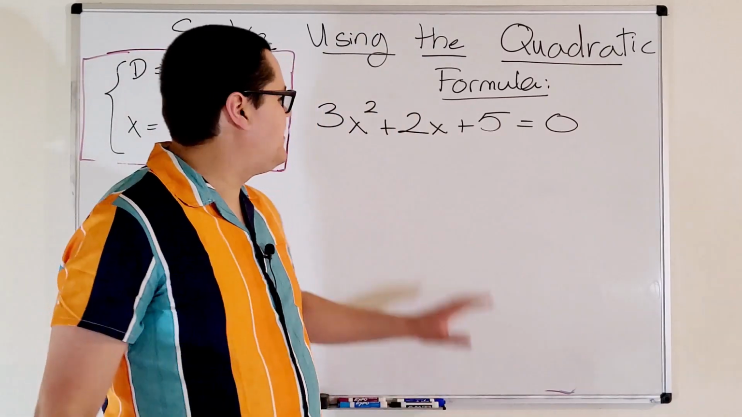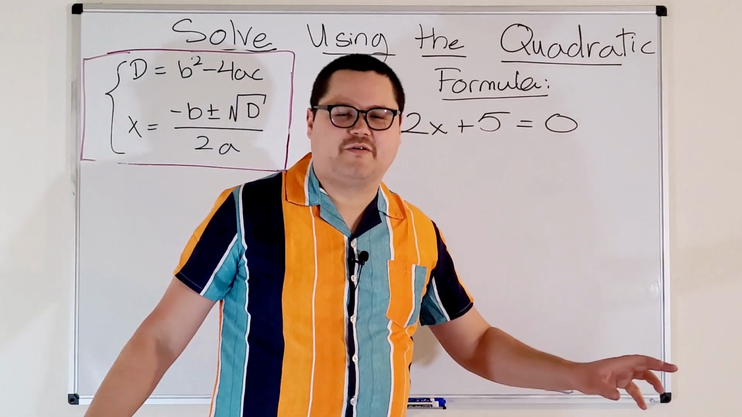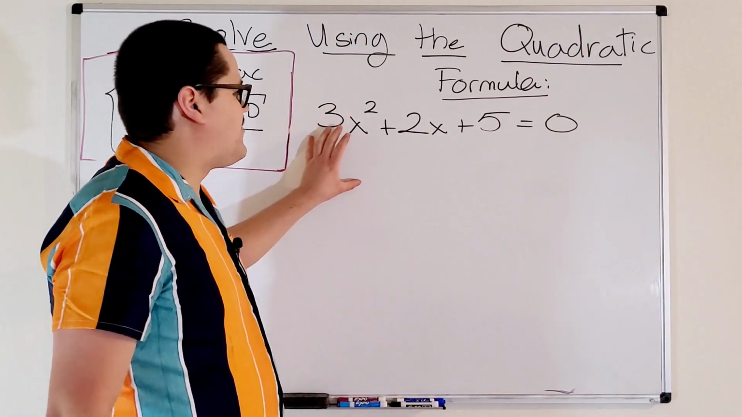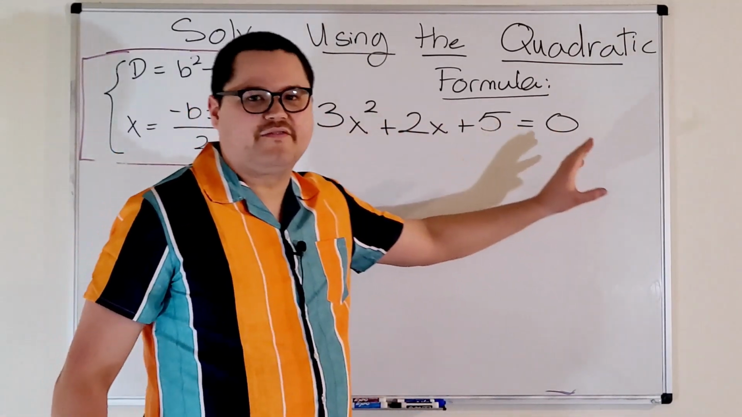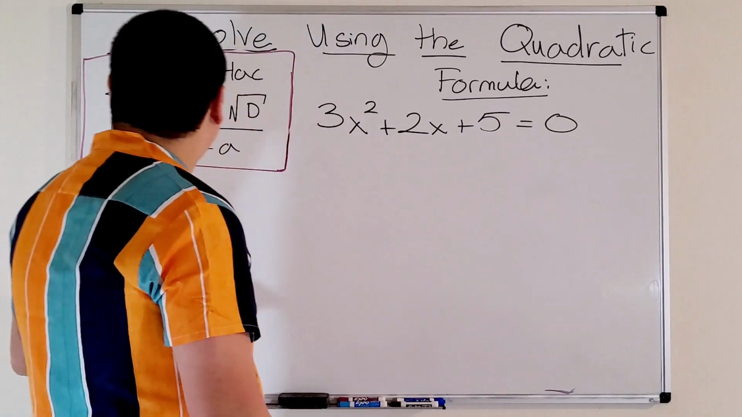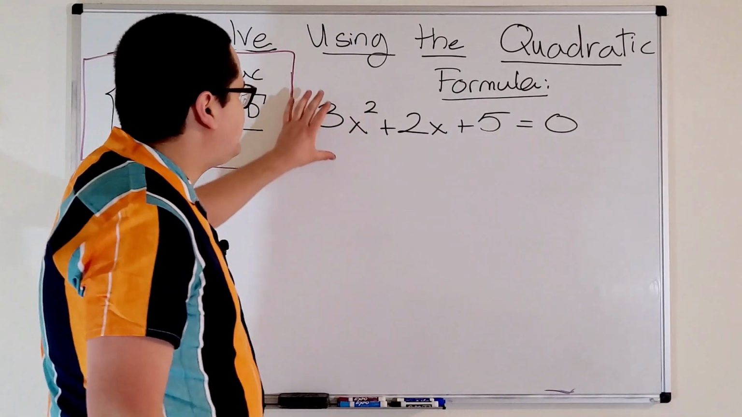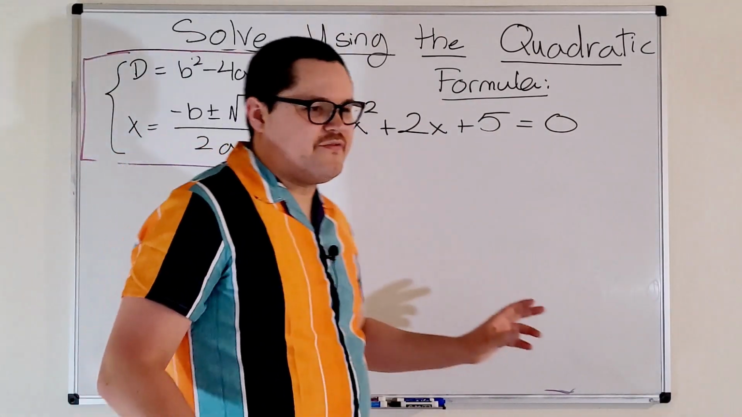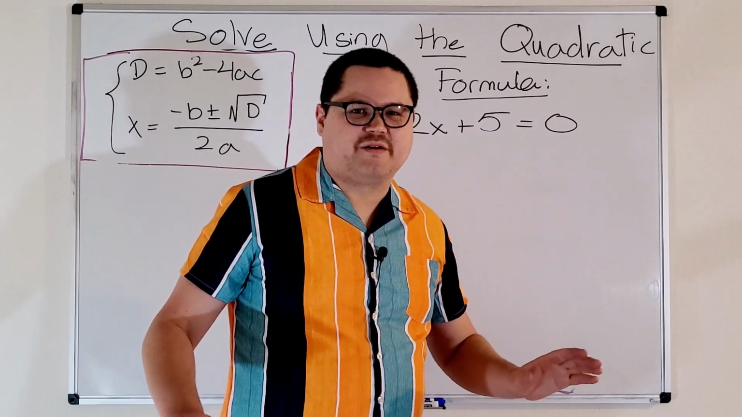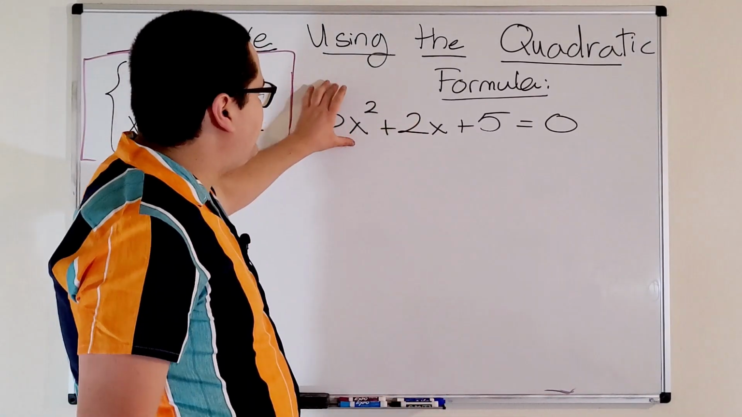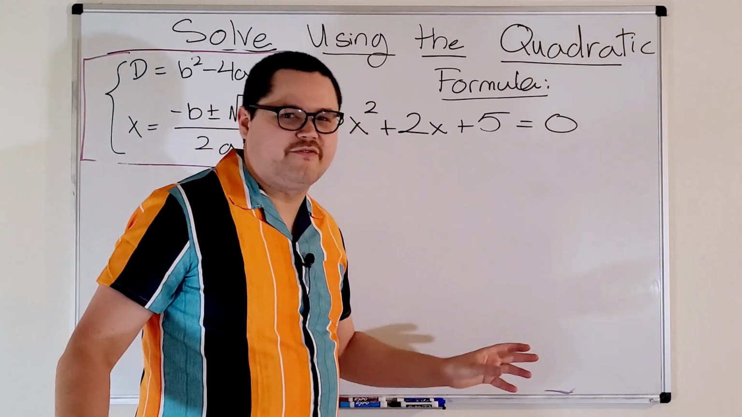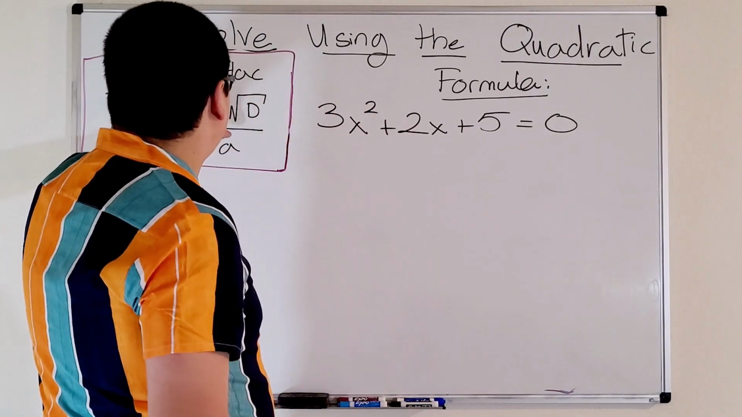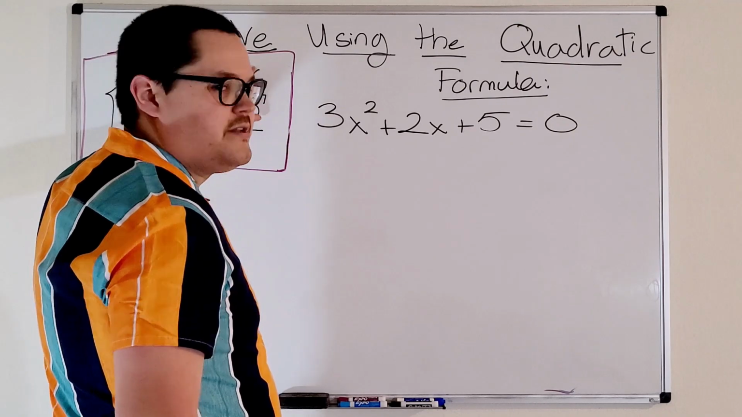Let's solve a little more difficult quadratic equation using the quadratic formula. 3x squared plus 2x plus 5 equals 0. So this is an equation that we've already solved before using the method of completing the square. It's going to be a little bit more difficult than the other examples with the quadratic formula, because we're going to have to simplify this square root of D term here.